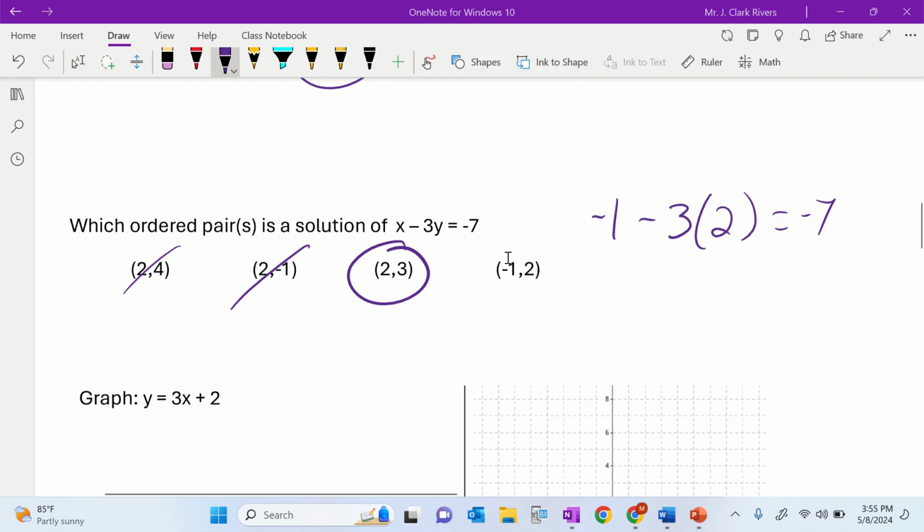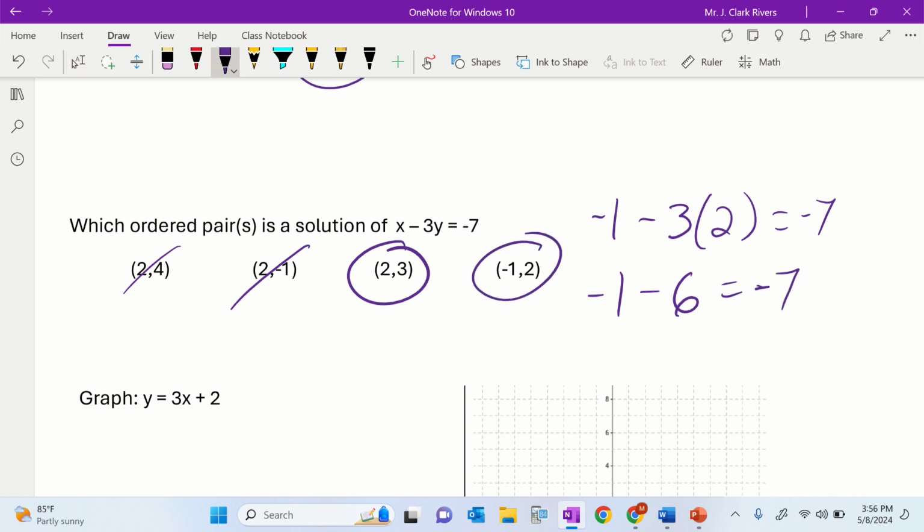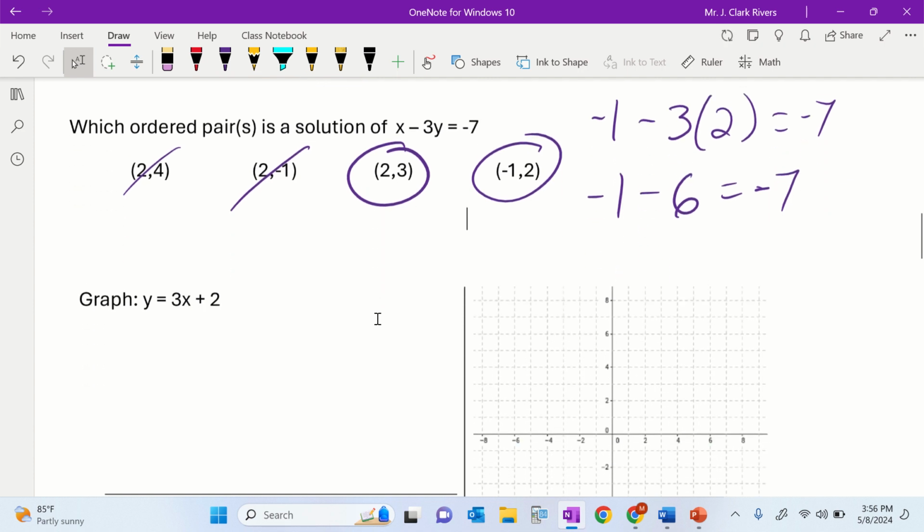Instead of x, you sub in a -1, so that's -1 minus 3 times y, that's 3 times 2, that's -1. A negative times a positive is a negative. 3 times 2 is 6. -1 minus 6 is equal to -7. So yes, -1, 2 is a solution. There you go. All right, now let's try to graph.